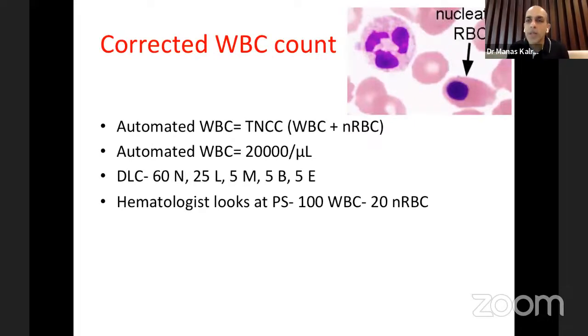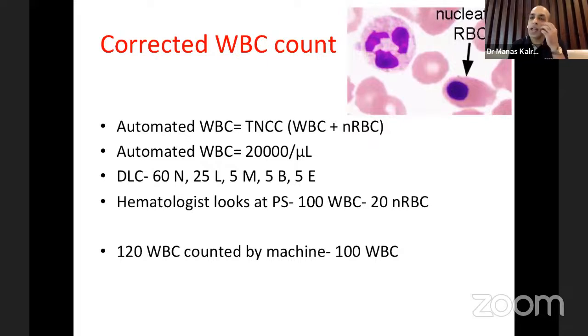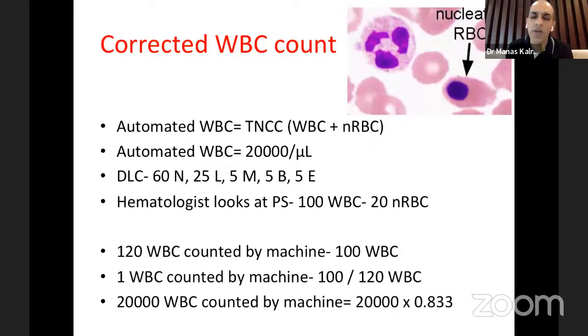Now, why was the WBC count high? The WBC count was high because WBC has a nucleus, and nucleated RBCs also have a nucleus. The machine doesn't know if a nucleated cell is a nucleated RBC or a nucleated WBC. So it counts all the nucleated RBCs as WBC, and that is why your WBC is spuriously high. So there are methods for calculating the corrected WBC count. It is just very simple.